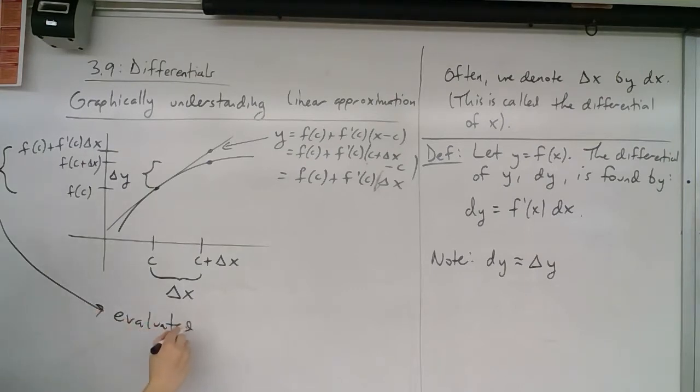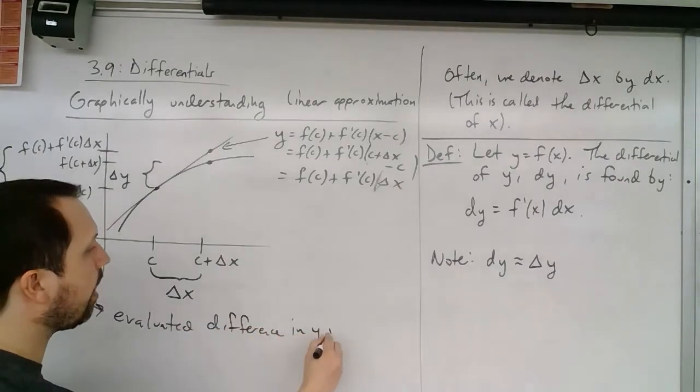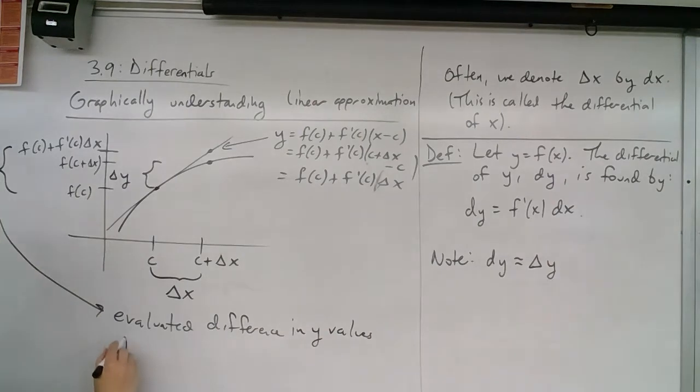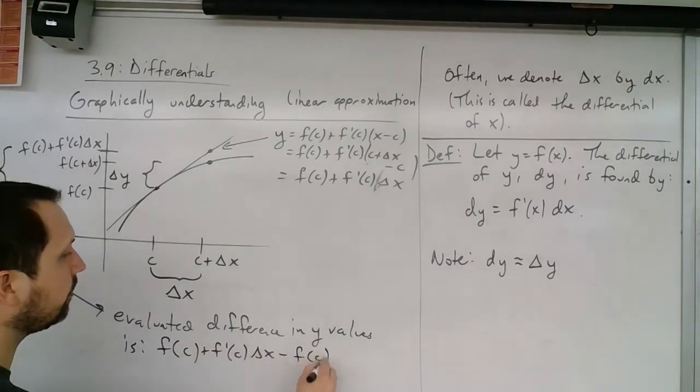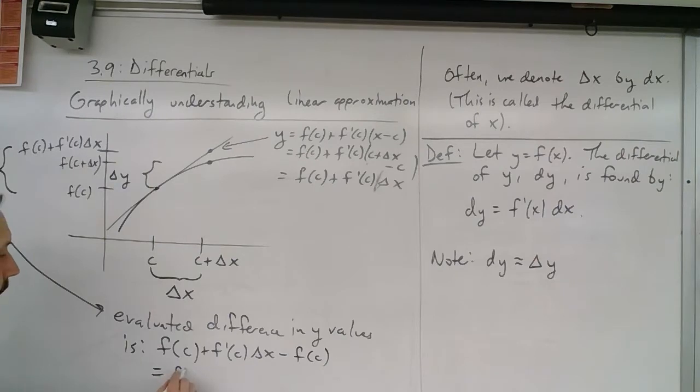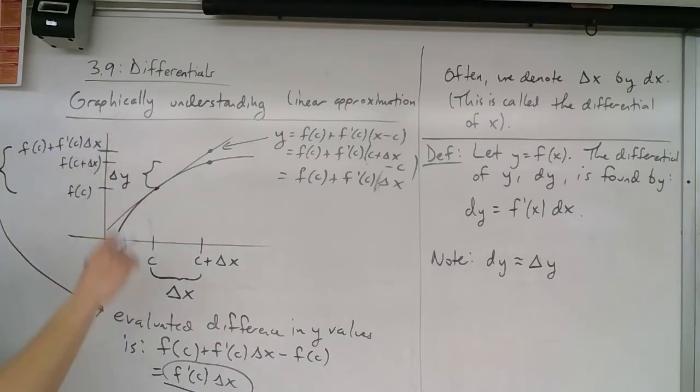So this evaluated difference in y values is the following. We're going to have f of c plus f prime of c times delta x, minus our f of c. Or in other words, this is the same thing as f prime of c times delta x. So this quantity, f prime of c times delta x, is as good as we can get to approximate our delta y.